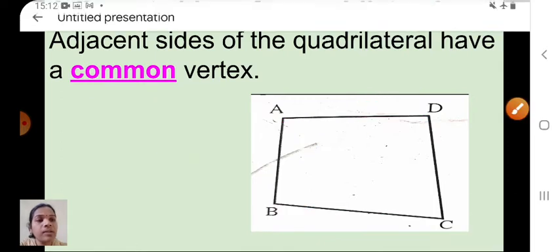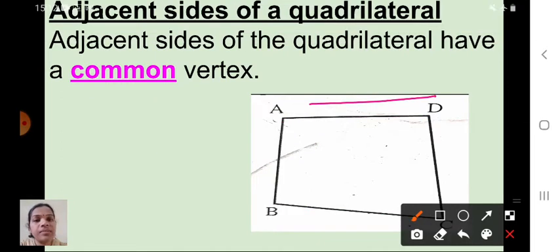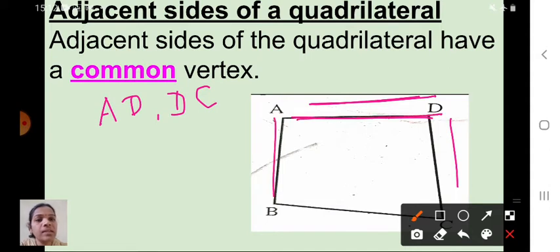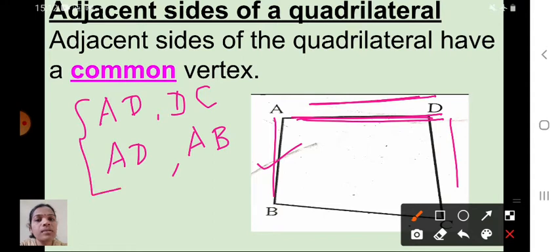And here one more thing. Side AD. And what is the adjacent side of this AD? You can say the adjacent side of this AD is side DC. Otherwise, the adjacent side of this AD, you can say this side also, that means AB. So children, you have to see here which one is the common vertex, isn't it, children? So adjacent sides of the quadrilateral have a common vertex.